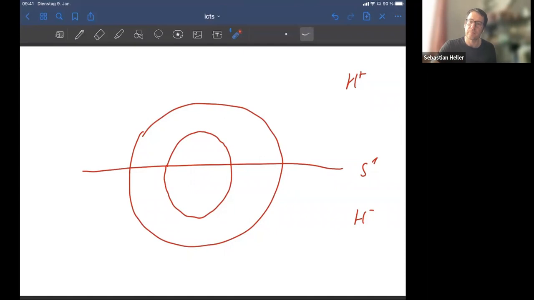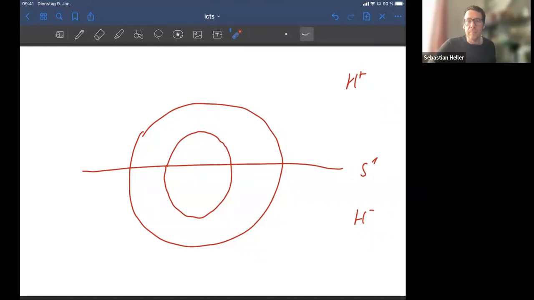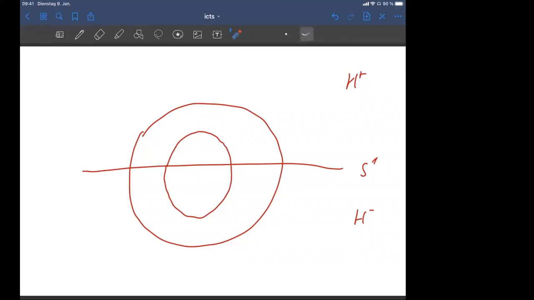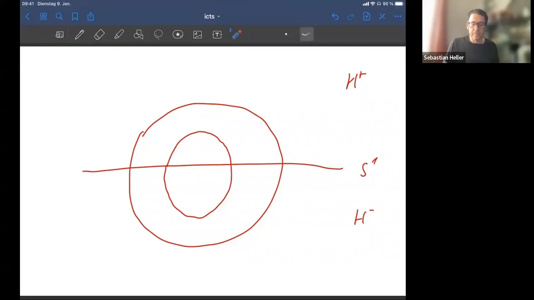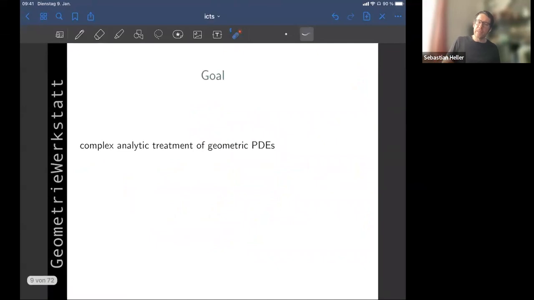But away from the singular curves, you are saying it's constant negative curvature. Yes, exactly. Yes, it has constant negative curvature. So I will come back to these kinds of singularities later in my talk.